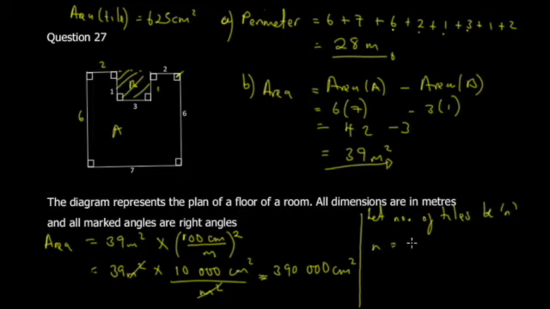So n equal to 390,000 square centimeters. Let me actually give some space to this, because we will be doing a lot of working out. So n equal to 390,000 square centimeters over 625 square centimeters, like this. So you can use 25. It's a common factor here. So 25 into 39, you get 1, remainder 14.